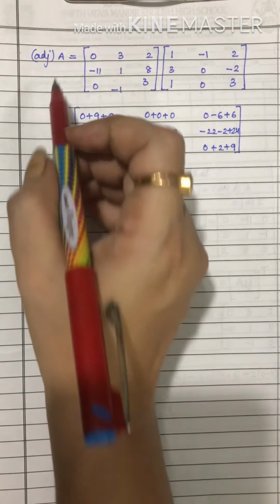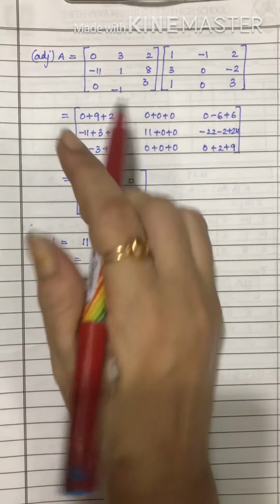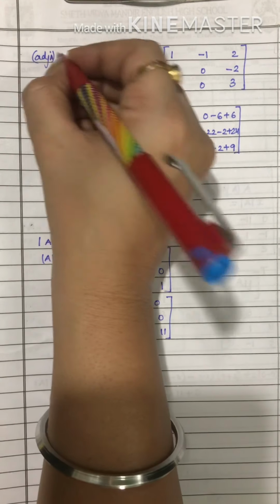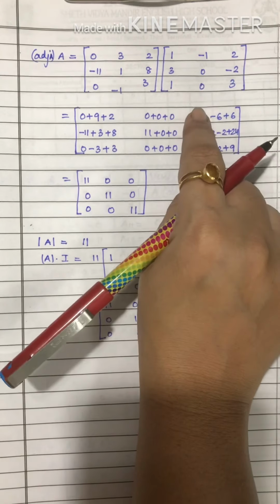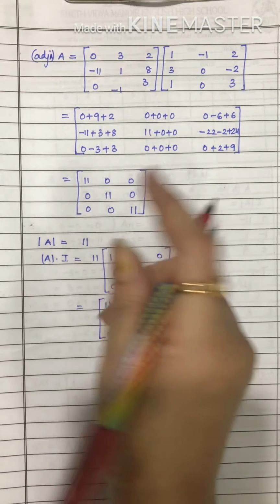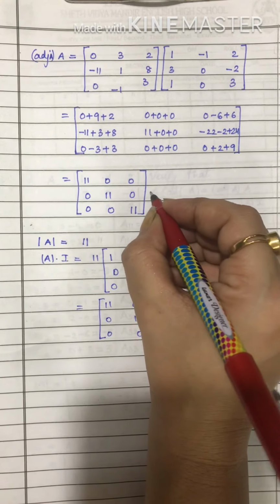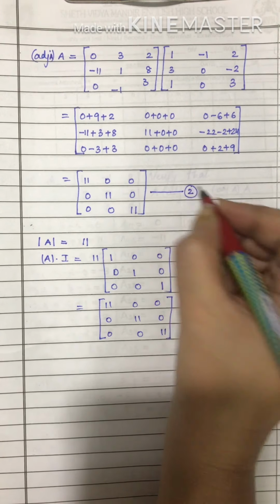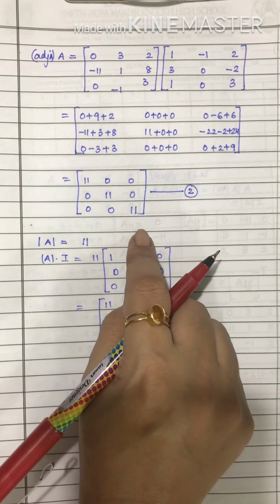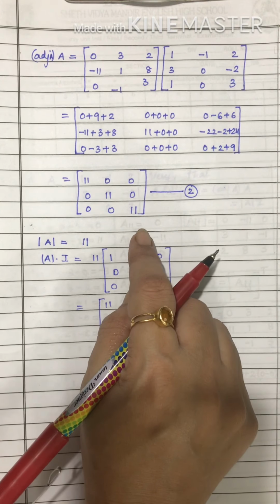Continuing with the sum further, here I have already solved for adjoint A into A. This is adjoint A into A matrix. So finding the product, we get the same as what we got in the earlier one. So that one we will number as 1, and this one we will number as 2. Now you can take a screenshot and solve it on your own and then confirm whether the answer is correct.